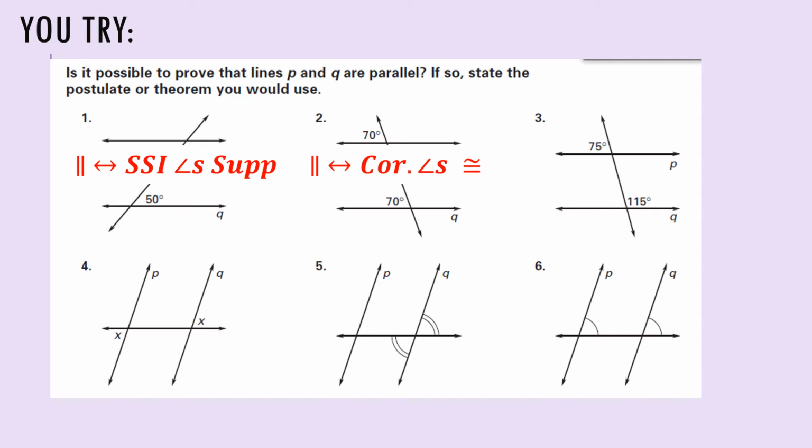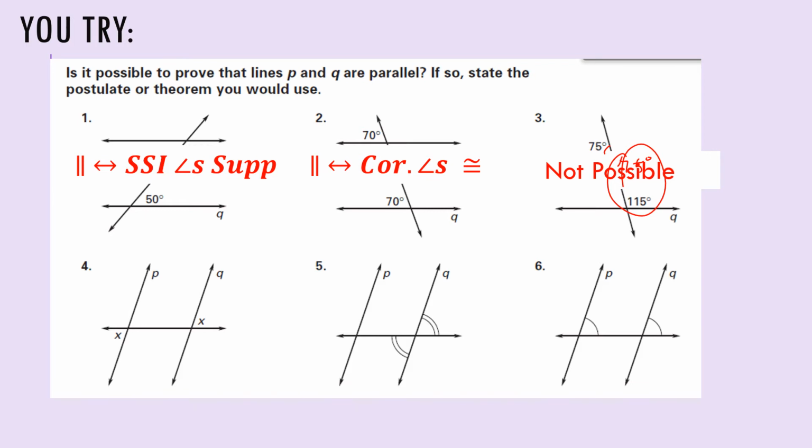For number 3, there is no specific angle pair here. If these lines were parallel, you would have to have something added into there to prove that they're parallel. Because right now, if I were to say that this would be 75 because of vertical angles here, 75 plus 115 is too much for 180. So it is not possible to prove these two parallel because the values are too much and we don't have enough information.